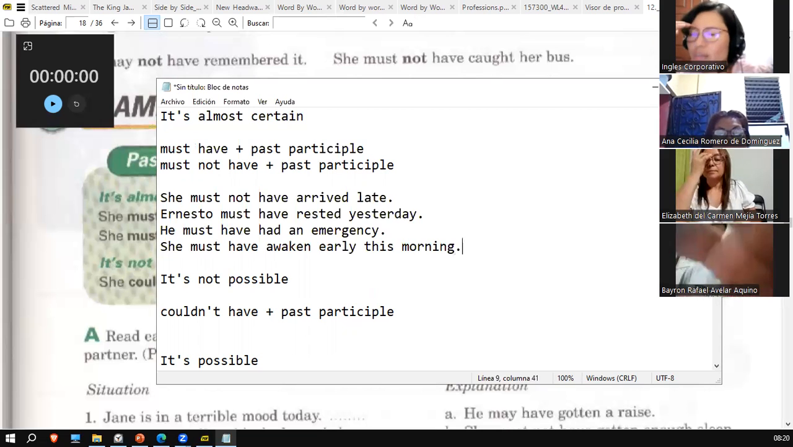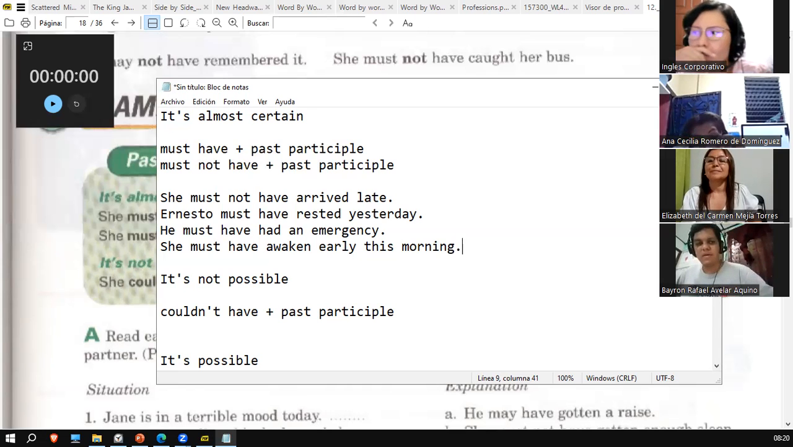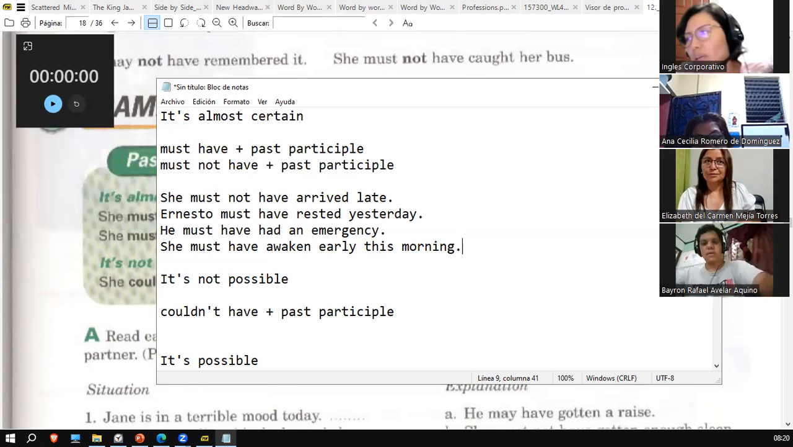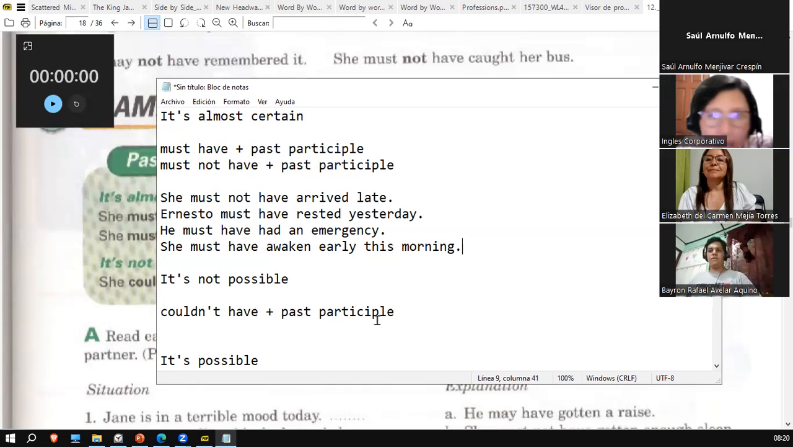Sí, ¿verdad? De repente, digamos, nos levantamos y no encontramos a nuestra mamá, ¿verdad? De repente, qué raro, se levanta y no está. She must have awakened early, or she must have gotten up early, right? This morning, hasta que se haya ido al mercado, right? Entonces, she must have awakened early this morning. It's almost certain. Estoy súper segura porque es la única razón por la que se hubiera levantado temprano o tenía cita con el doctor, ¿verdad? She must have awakened early this morning because she had an appointment. I don't know, ¿verdad? Saúl Arnulfo, what about you?